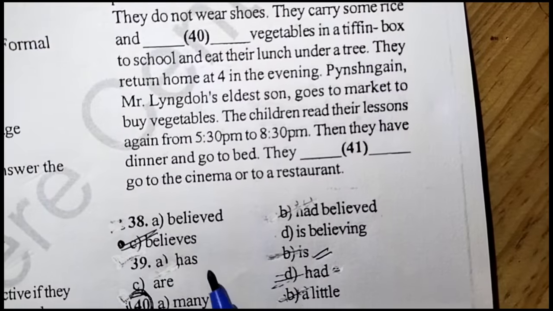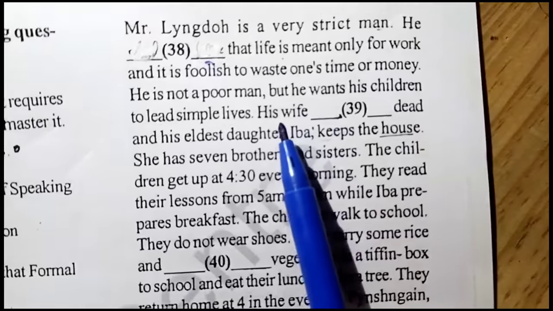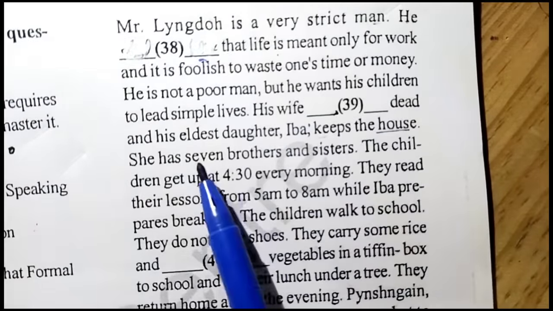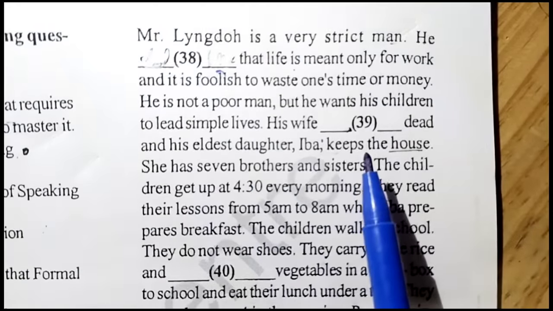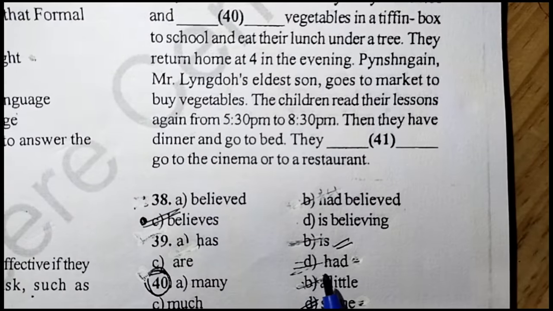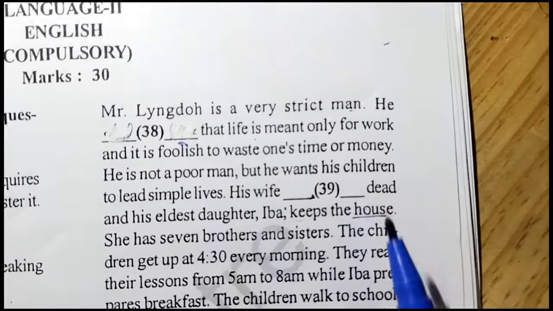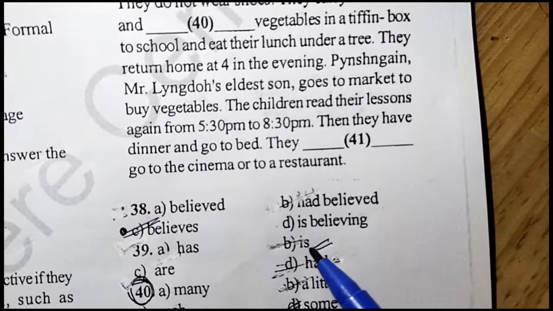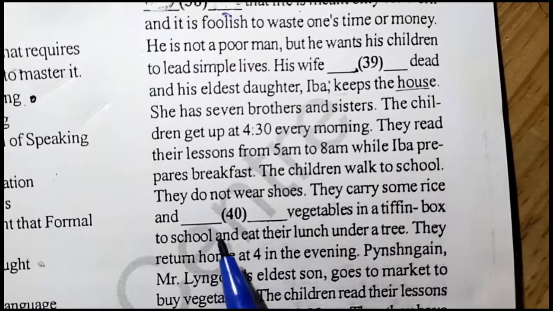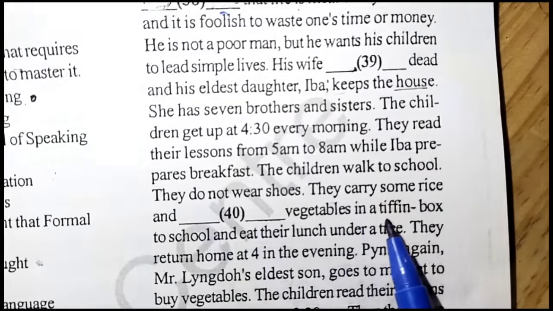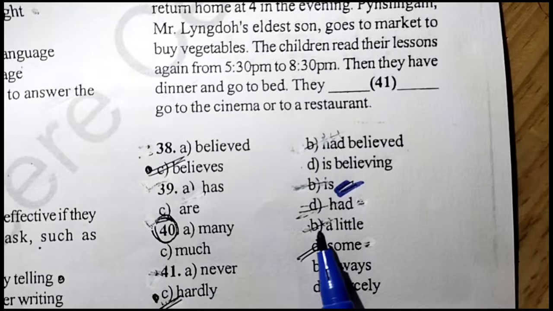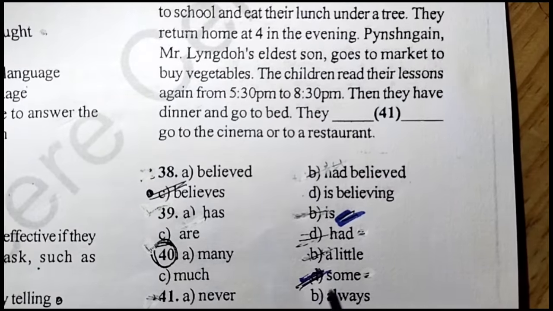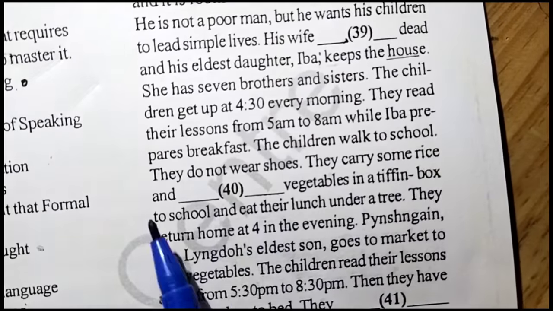Believes, with an ES. Next, 39: his wife dash dead and his eldest sister keeps the house. The options for 39 are: has, is, are, had. His wife is dead. Option B, his wife is dead. 40: they carry some rice and dash vegetables in a tiffin box to school and eat their lunch under a tree. The options are many, little, much, some. The answer is some. They carry some rice and some vegetables.